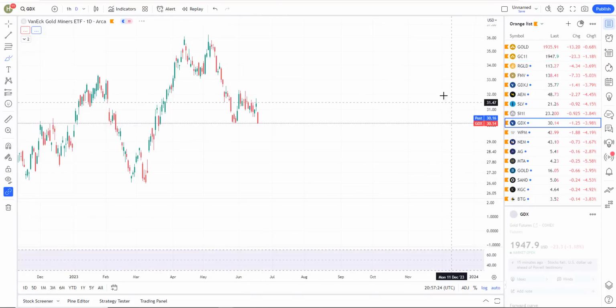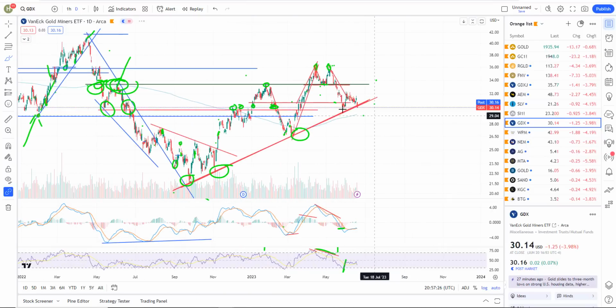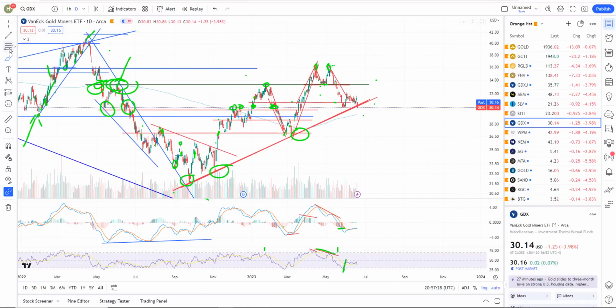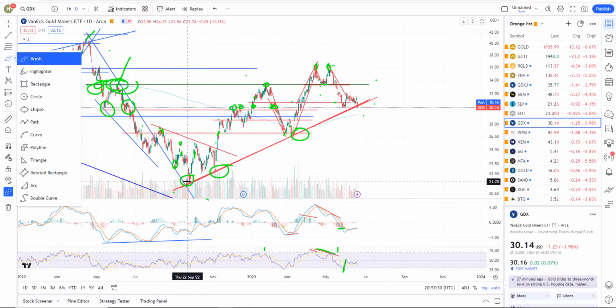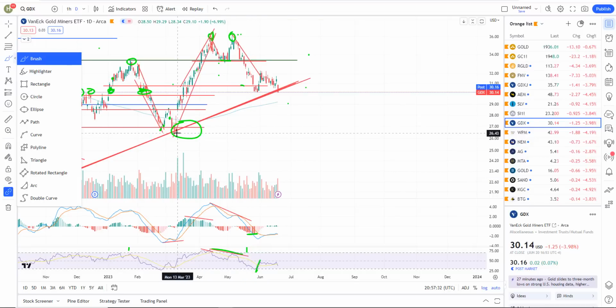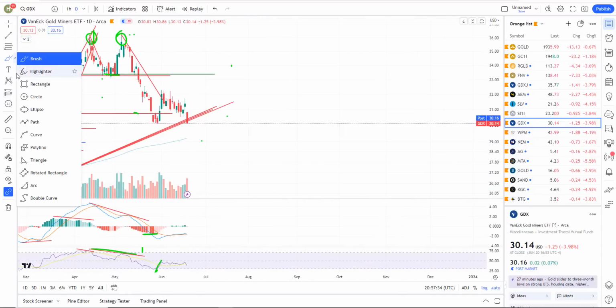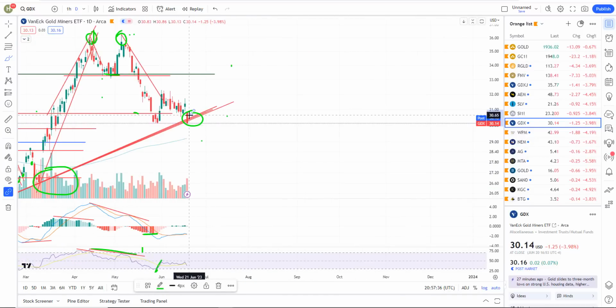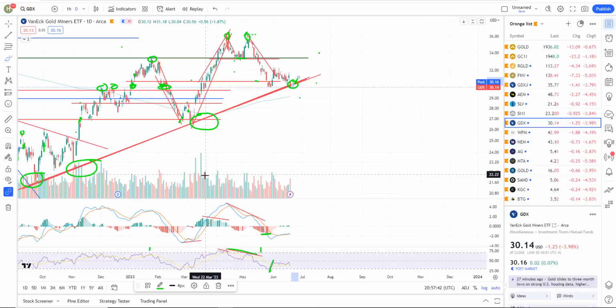convincing to me. When I go to the miners, on the miners GDX, you can see here I've got 4 reaction points. 1, 2, there's a third, and now kind of a fourth, basically. We're really right there at support. So if they buy this tomorrow, that's going to validate that as a trend line again.